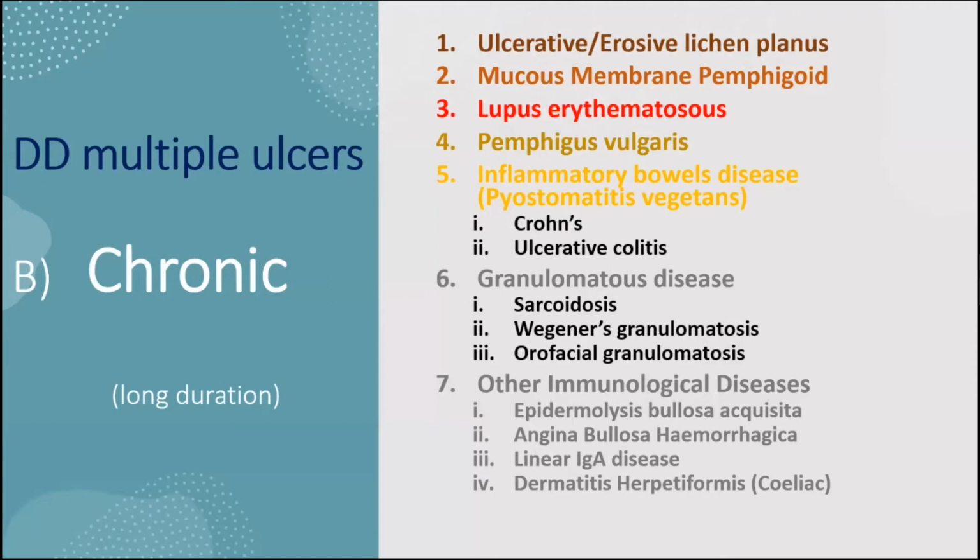Granulomatous diseases other than Crohn's, like sarcoidosis, Wegener's granulomatosis, and orofacial granulomatosis can present with multiple ulcers. Usually in those cases, we will have some kind of swelling somewhere as well, so it's not going to be ulcers alone. And other immunological diseases like epidermolysis bullosa acquisita, angina bullosa hemorrhagica, linear IgA disease, dermatitis herpetiformis, which is related to celiac disease, they're much more rare conditions. And I forgot to include drug-induced multiple ulcerations there. I'm very sorry. They should be somewhere between 5 and 6, okay? Drugs like methotrexate usually can cause aphthous-like ulcers.